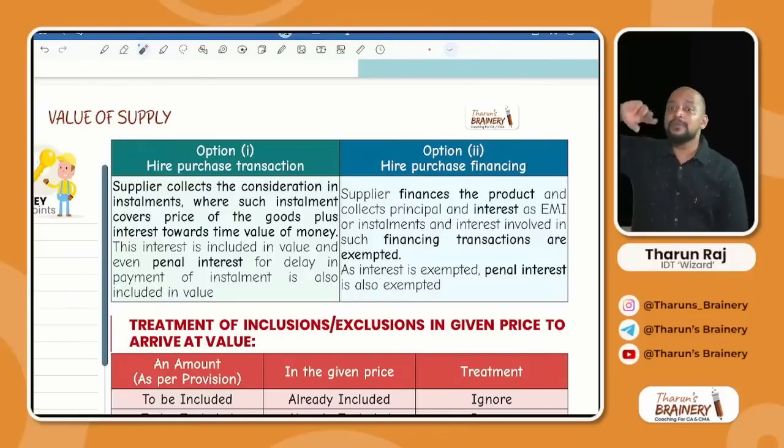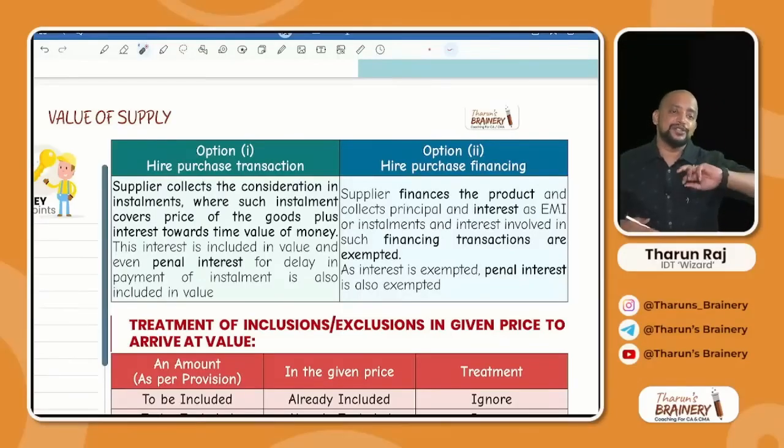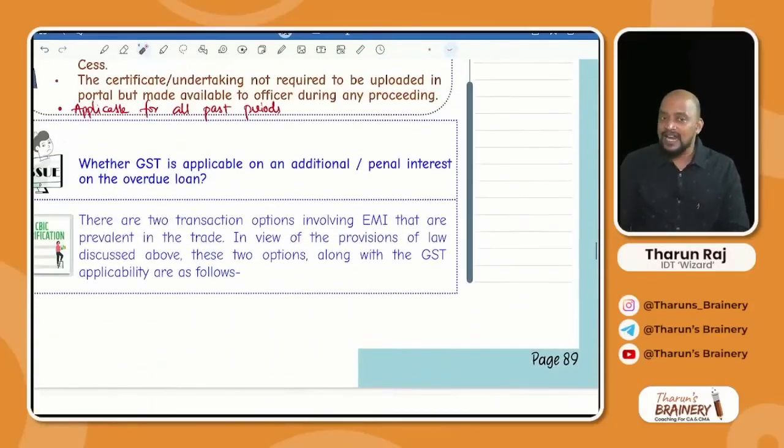Now that EMI you may miss. What about the penal interest? That is also exempted. If the main interest is exempted, penal interest is also exempted. The supplier finances the product and collects principal and interest as EMI or installments, and interest involved in such financing transactions are exempted. As interest is exempted, penal interest is also exempted. Understood now? This is the clarification.